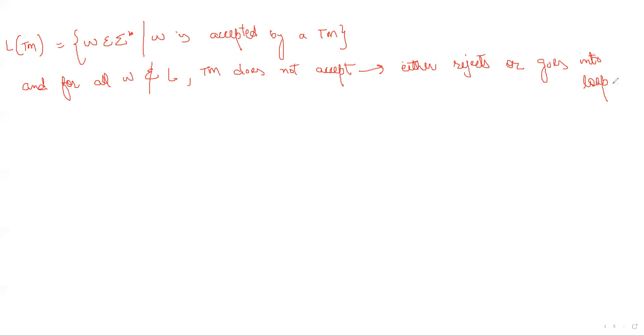Fine. So the language of a Turing machine is the set of strings that are accepted by a Turing machine. Language means a set of strings. So a Turing machine recognizes this language. Recognizing this language means that for all strings that belong to this language, the Turing machine goes into an accept state. As a result, a Turing machine is also called a recognizer, and the language accepted by a Turing machine is called a recognizable language.